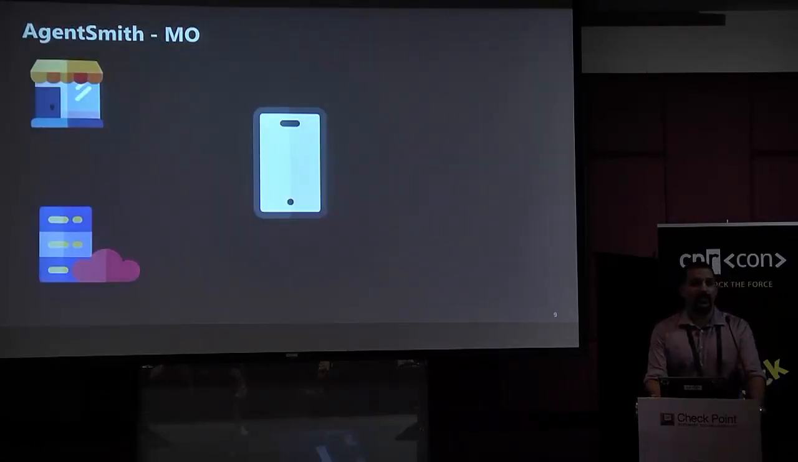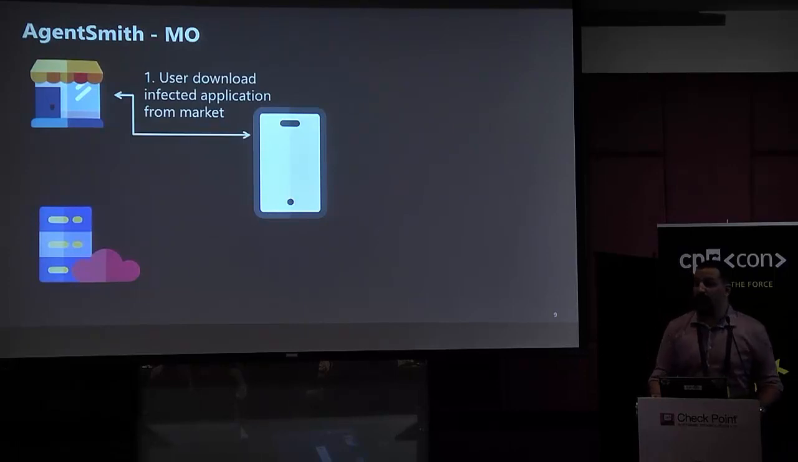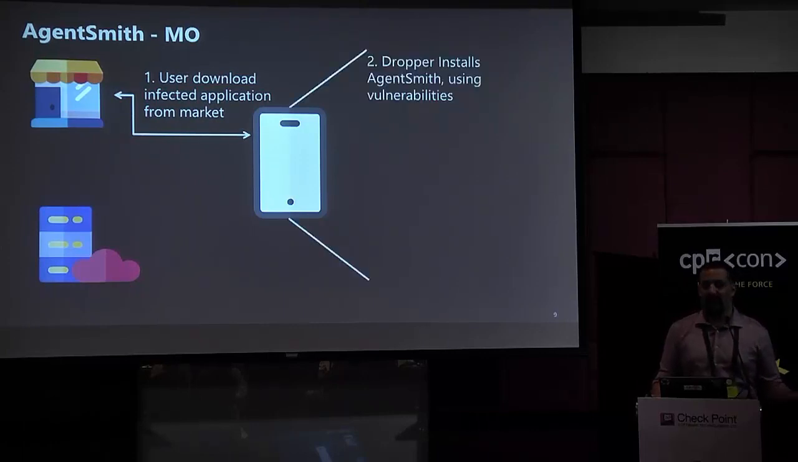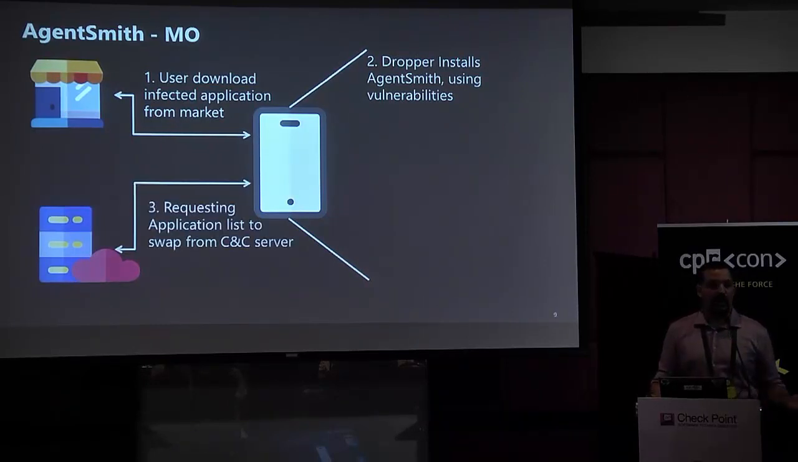First, we have the user's device, which connects to a specific market to download an app. We will call that app from now on the dropper. And why is that? Because behind the scenes it actually drops in and installs another application, the AgentSmith application, on the device using vulnerabilities. Once AgentSmith is installed on the device, it communicates with a CNC, command and control server, to receive the list of applications that the actor wants to infect, the prey list, so-called.